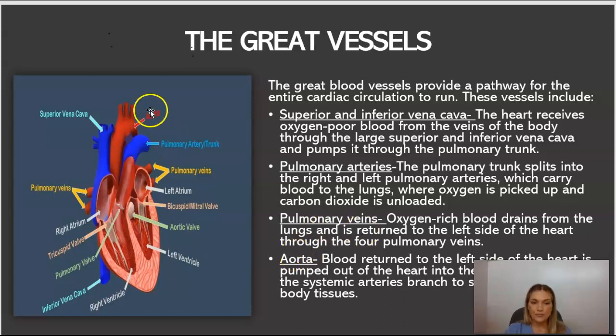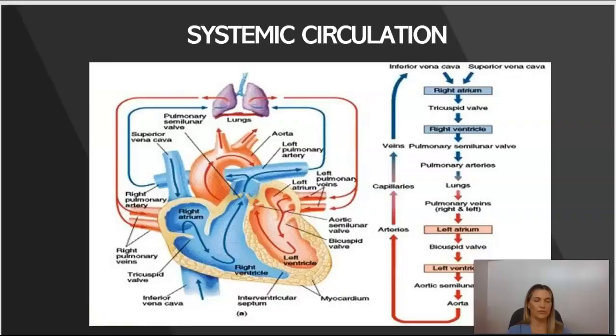And then the aorta, right here, which I said we would talk about. Blood is then returned to the left side of the heart, pumped out of the heart into the aorta, from which the systemic arteries branch to supply essentially the rest of the body tissues. This picture here is of just the systemic circulation, which we just talked about, but it just kind of visually describes to you how the blood moves from the vasculature through the heart.